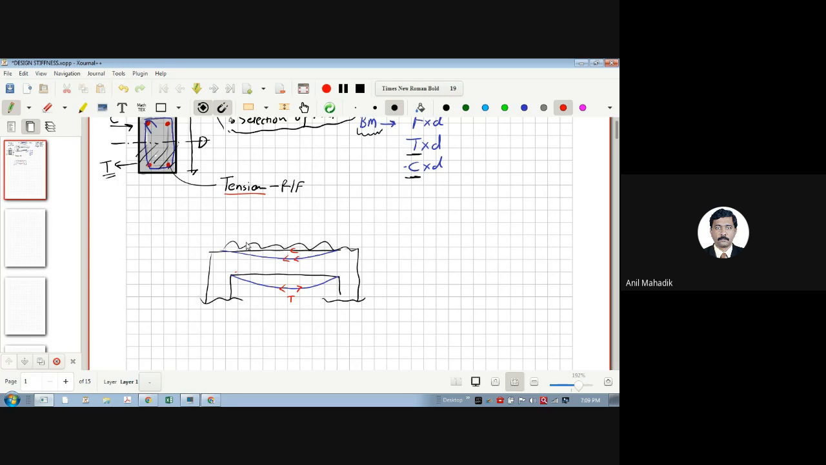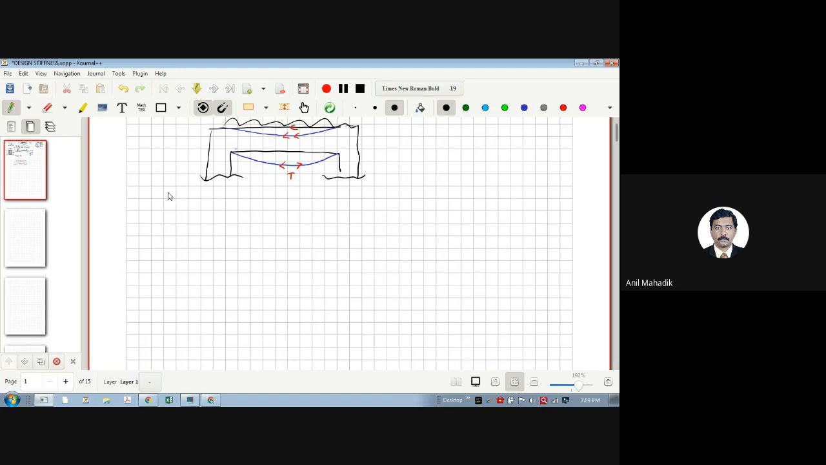Yes. On deflection check. So I can say there are two checks. One is a strength check. Whenever we design, these are the two criteria which we take into consideration. Any design, it may be concrete, it may be steel structure, or it may be timber or whatever. So we check strength, we check deflection.